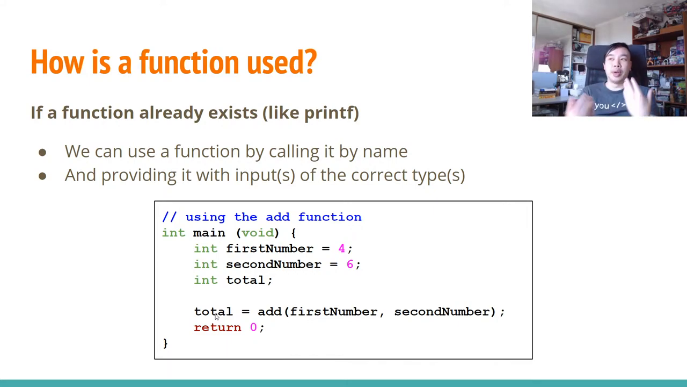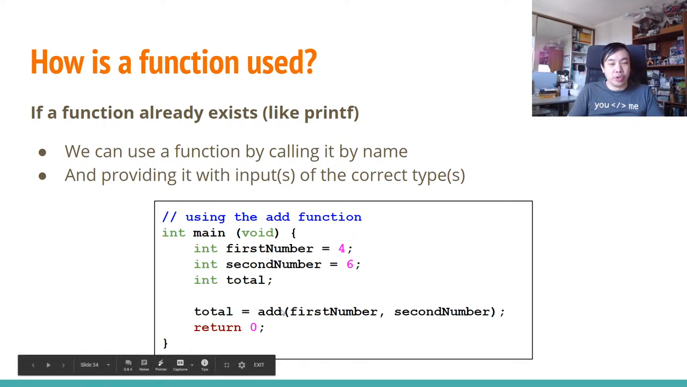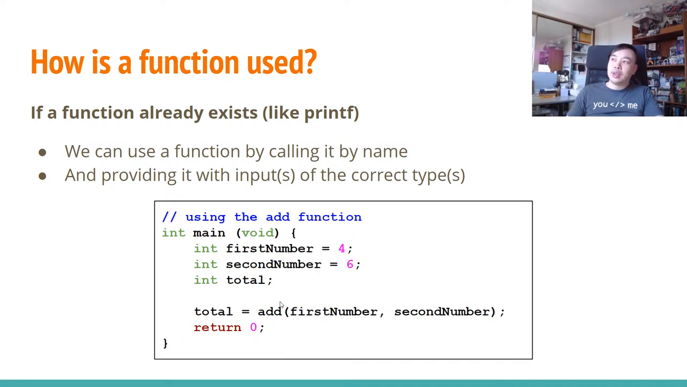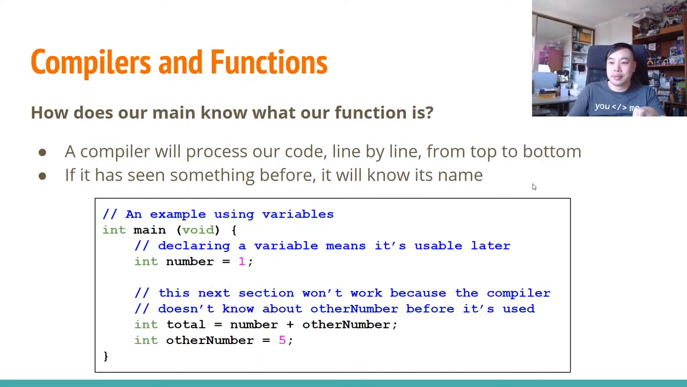So that's one of the most basic uses of functions. If we know the function and it already exists, functions like printf and scanf are like that. So long as we know what this is, we can then use it by calling it by name. So it's kind of like a variable in that if we've declared a variable previously, we can then just call it by name and we get access to that variable. The function's going to work very similarly to that.